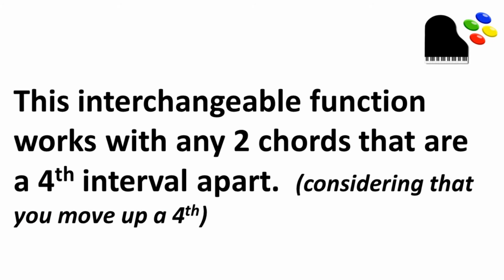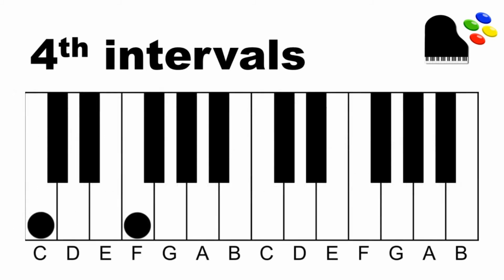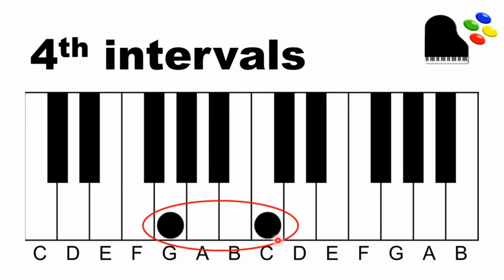This function works with any two chords that are a fourth interval apart, considering that you move up a fourth. And I'll show you what fourths look like. Here we have C and F. These are fourth intervals, right? In other words, the C sus4 is also the F sus2. Your F sus4 is also your B flat sus2. Here we have G and C. That's a fourth interval. Your G sus4 is also your C sus2.